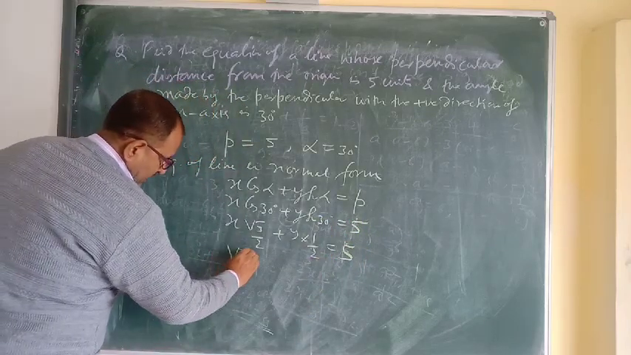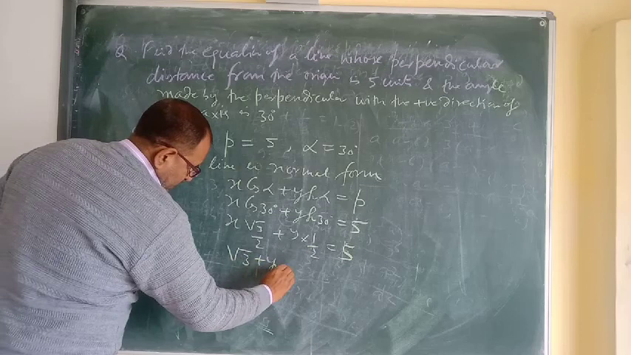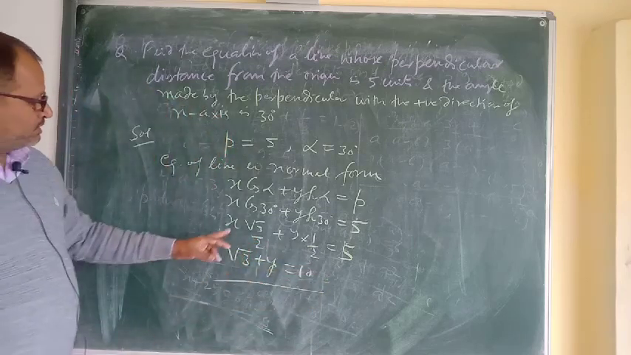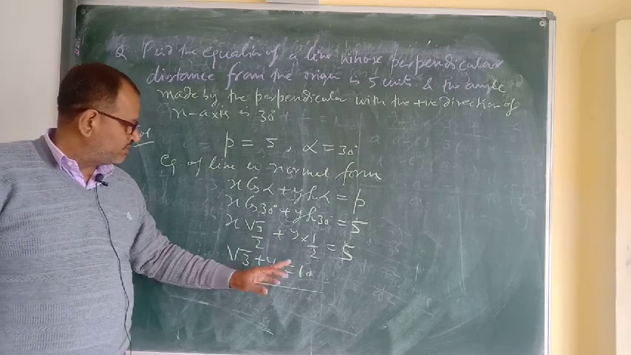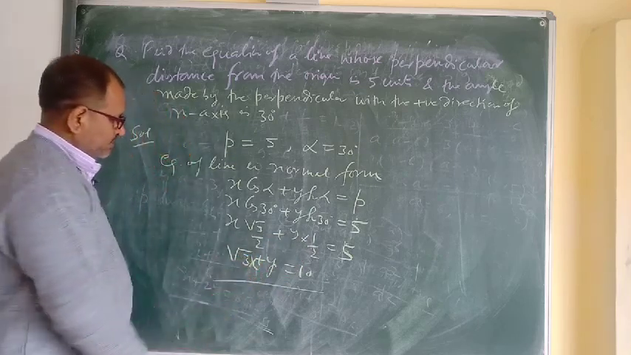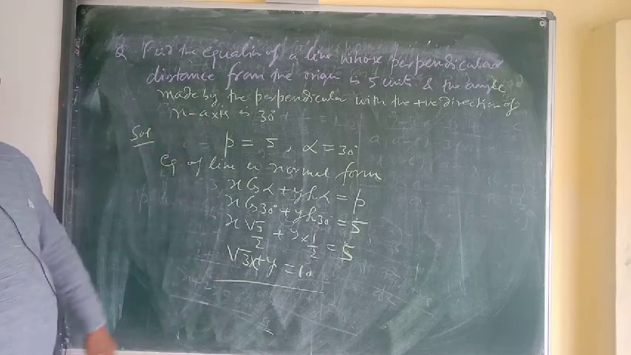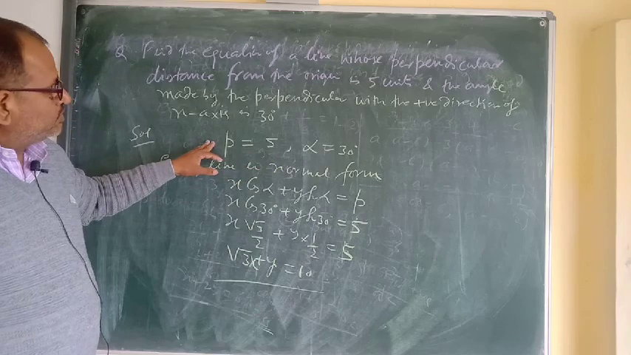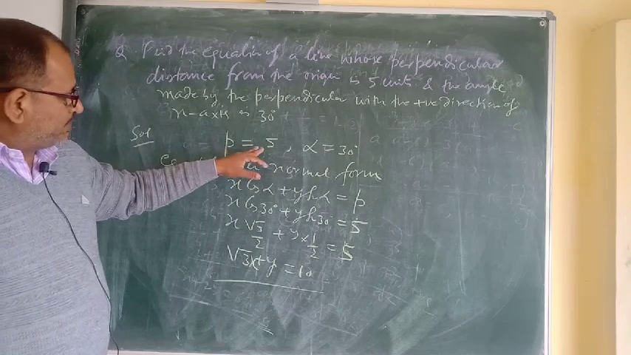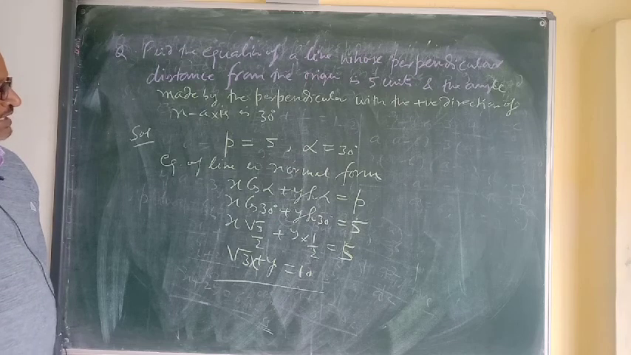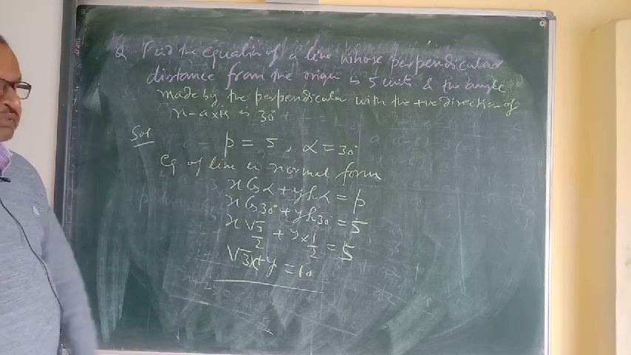So it is root 3x plus y is equal to 10, cross multiply by 2. So root 3x plus y is equal to 10. So this is the equation of required line whose distance from the origin is 5 unit and the perpendicular makes angle 30 degree with the positive direction of x-axis.